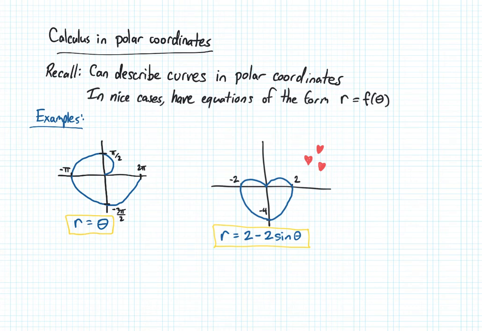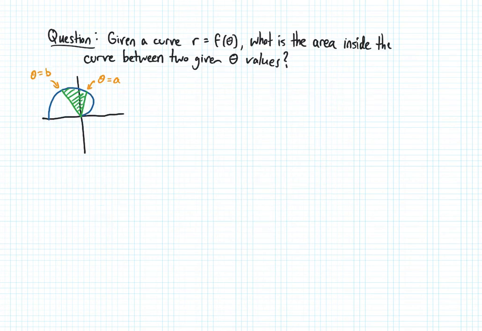So anyway, in today's lecture, we're going to learn how to do some calculus involving curves in polar coordinates. So one thing that calculus is useful for is calculating areas. So here's a question. Suppose we have a curve that's expressed in this form, r equals f of theta. What is the area inside the curve between two given theta values? And so here's a picture where the bounds for theta are theta equals a and b. And we can look at the area that's inside the curve as you go from theta equals a to theta equals b. So how do you calculate that area?